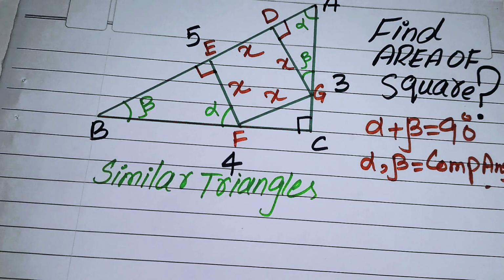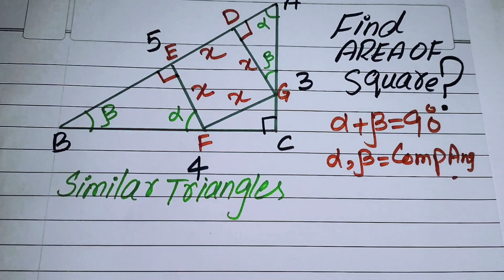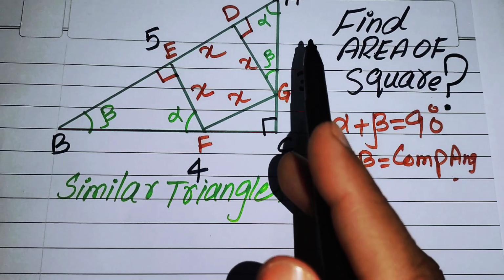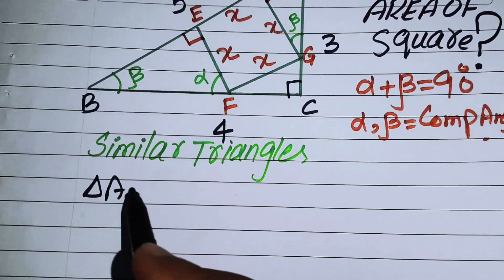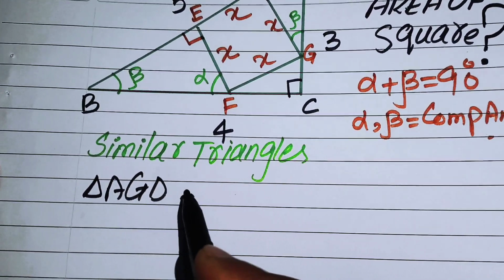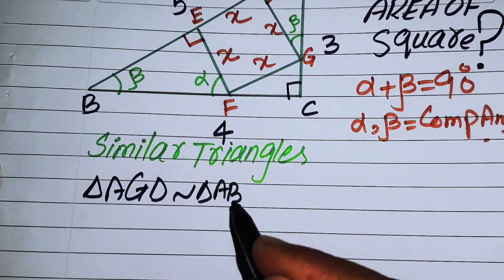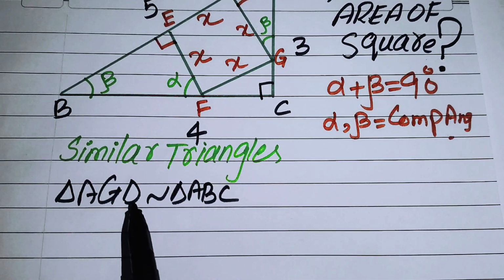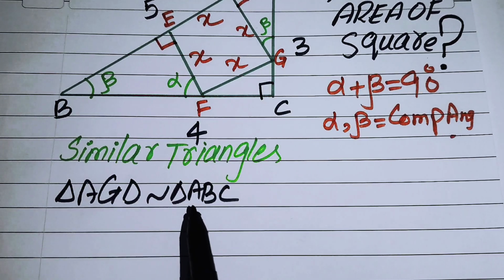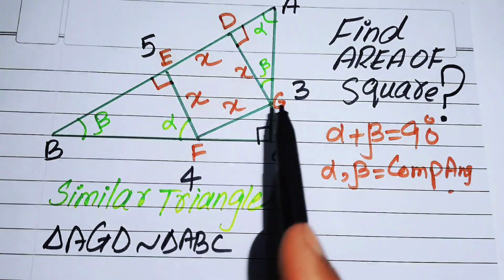Now we use the definition of similar triangles on the right triangle AGD. Here you see that triangle AGD is similar to the biggest triangle ABC, because the angles of AGD are equal to the angles of ABC. So we say that triangle ABC is similar to triangle ADG.